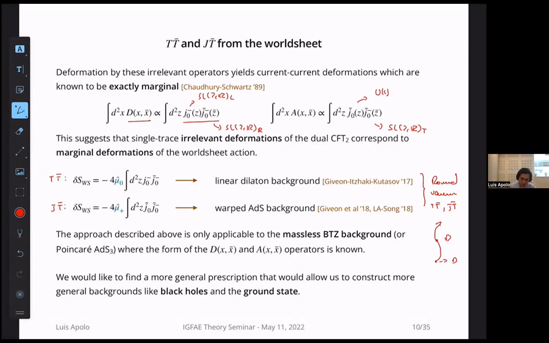And so what we would like to do is to find a more general prescription that would allow us to construct more general backgrounds, not just these backgrounds that are dual to the Ramond vacuum, but backgrounds that include black holes and the ground state, which would also allow us to give some non-perturbative tests for these correspondences. In these cases, the tests come from the perturbative worldsheet spectrum.